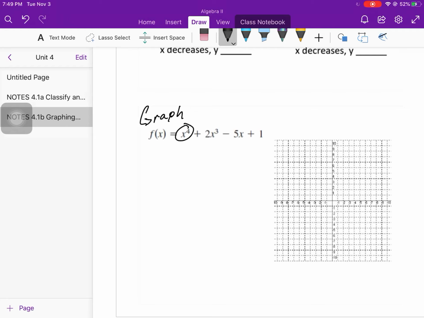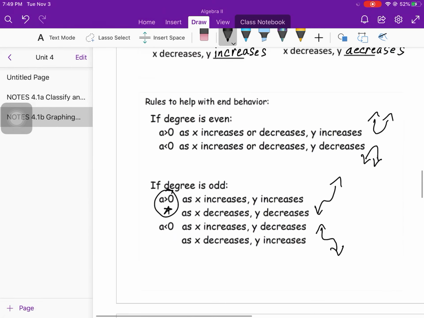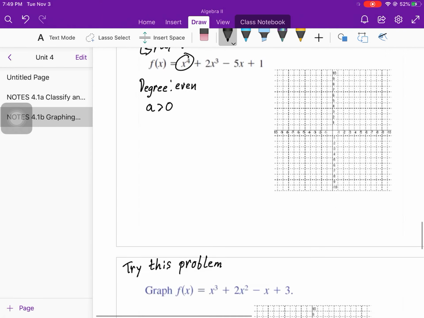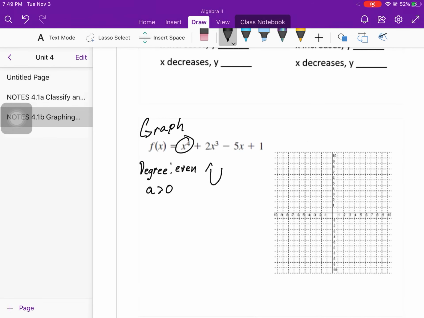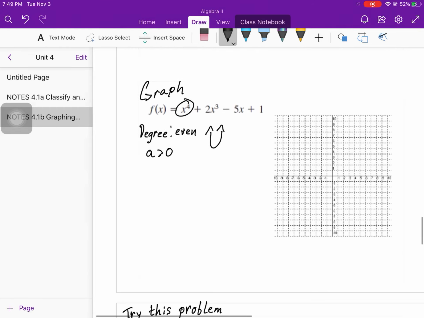The fact that x to the 4th is our leading term because it has the highest degree, and it's a positive, so we know that the degree is even, and the a value is greater than 0. So if we go back up to our chart, that means we're going to have this situation right here. So this is where x increases or decreases, y increases both times. I like this image because this is how our general shape should kind of look. Something like this, where both of the tails, as we like to think of them, are going up.